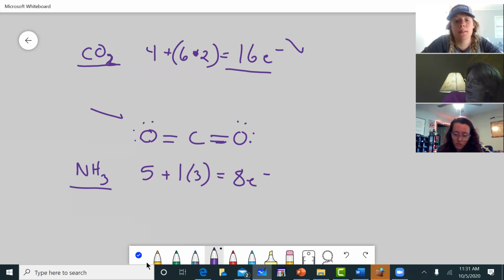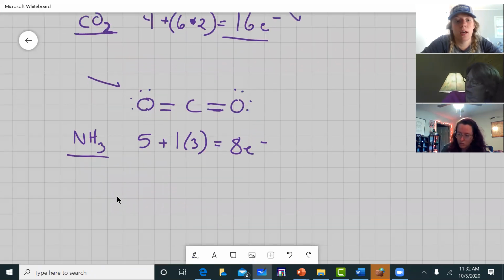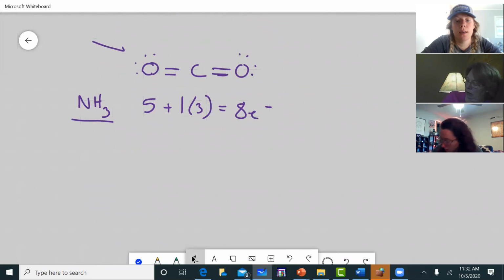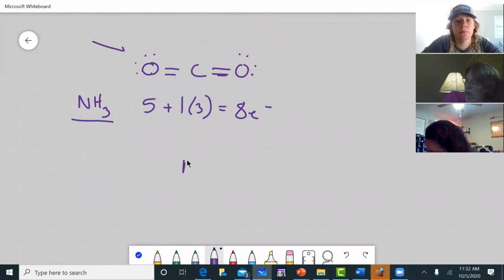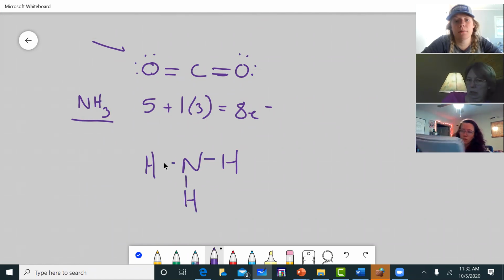Now, in order to make this symmetrical, I need to put nitrogen in the center. So we'll put nitrogen here, 3 hydrogens on the outside. All right, then I need to stick them together. Stick, stick, stick with a bond. At the current moment, all the hydrogens are happy, right? This hydrogen has access to 2, this hydrogen has access to 2, and this hydrogen has access to 2.